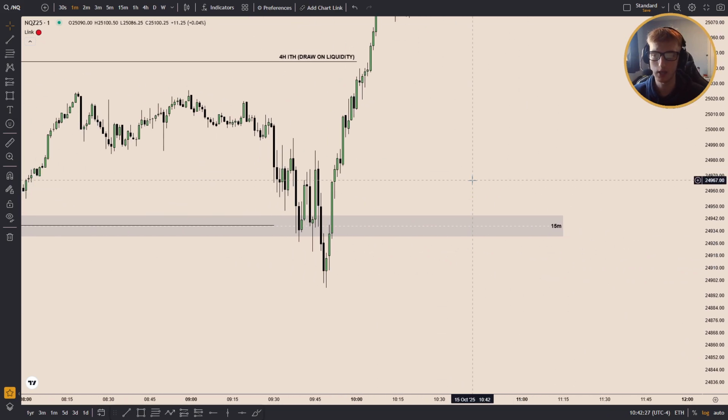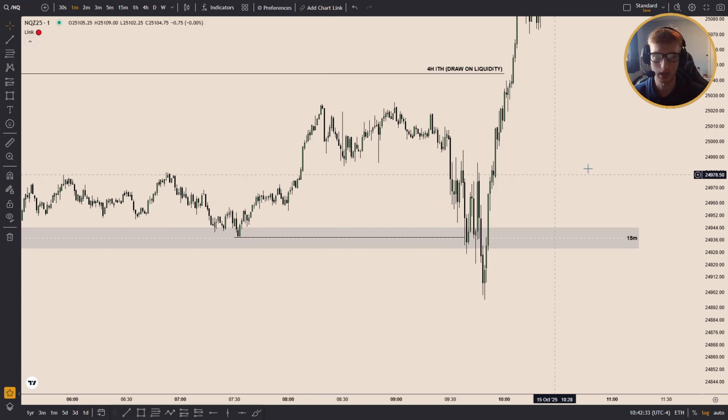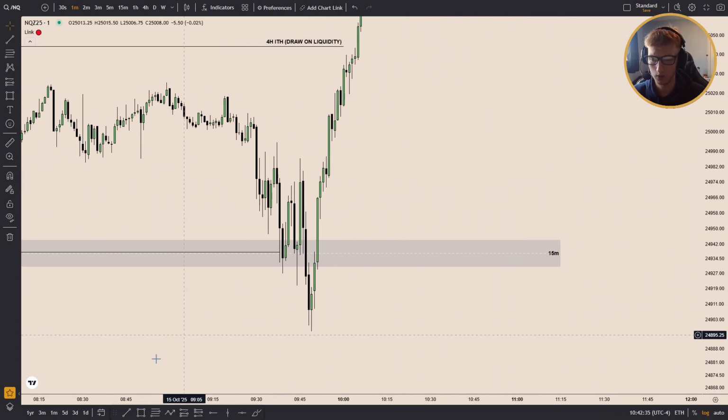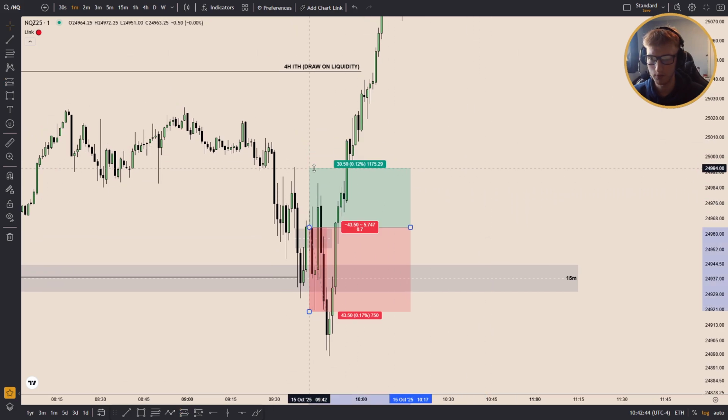So I trade inverses, I long off of inverse fair value gaps. So we had this sweep. We had exactly what I wanted to see. And we got this long here. Now, I entered off of this candle close. My break even was this high right here. And full TP was up at the drawn liquidity that I had.